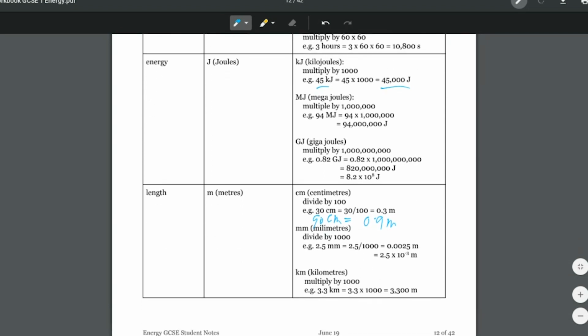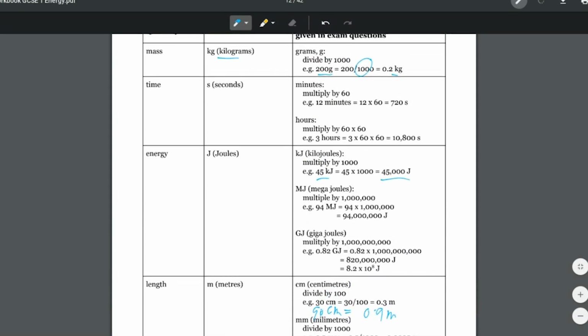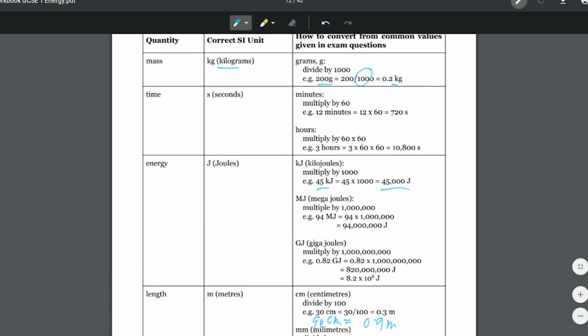Same in here, kilometers, 3.3 kilometers would be 3.3 times 1,000, giving you 3,300 meters. Now the other ones being mega. Mega is a million, so 94 megajoules is 94 million joules. And gigajoules, so giga stands for a billion. So it goes kilo, 1,000, mega, a million, giga being a billion.